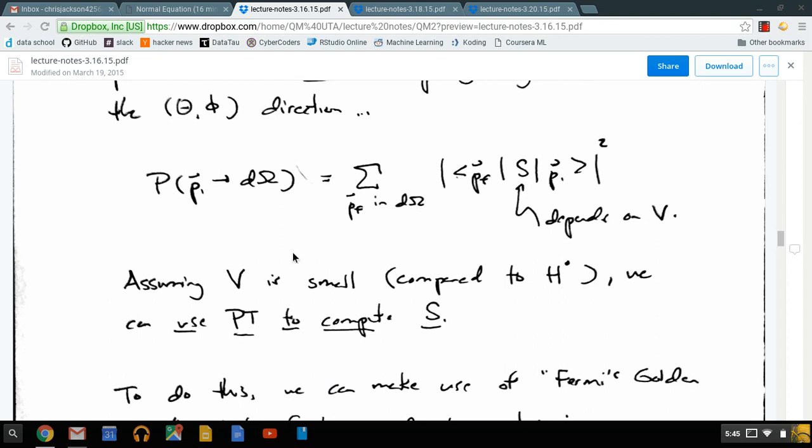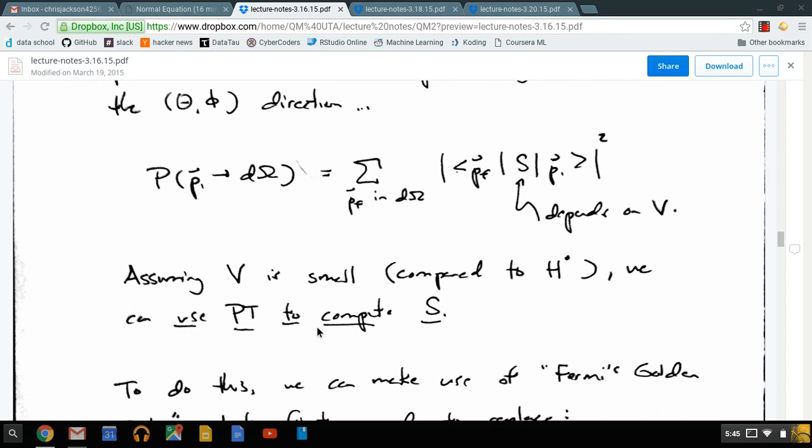So the question is, how do you compute this thing, right? And the way that we go about it is, because it is impossible to do this exactly, we work under the assumption that the potential is small compared to the non-interacting part of the Hamiltonian, the free particle part, right? And so what we can do is use perturbation theory to compute our S matrix.